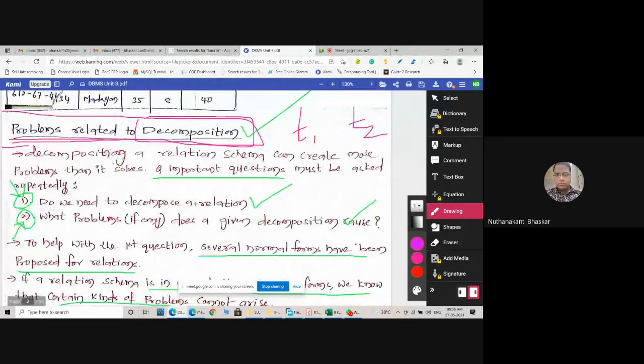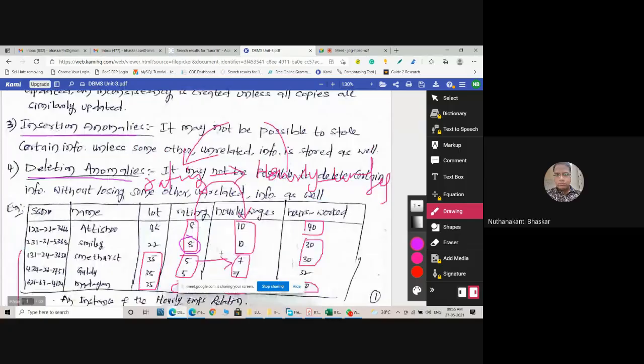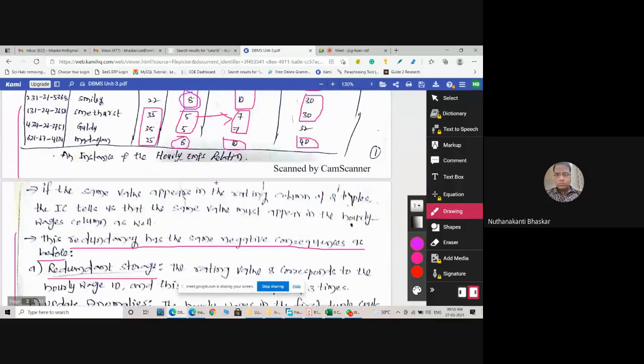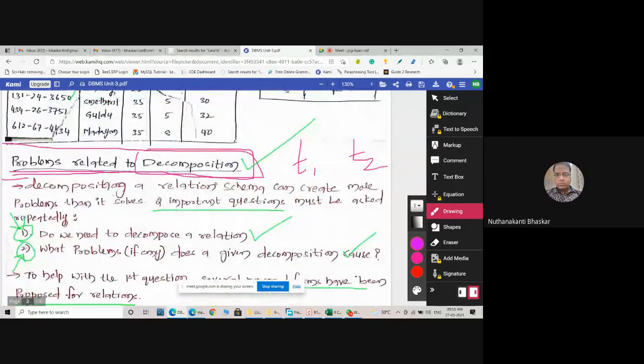So we need to verify the problems related to decomposition. Now, how do we check the problems after the decomposition? Here you need to ask yourself two questions before starting the decomposition of your relation, because you have identified that your relation has redundancy and you have identified the functional dependencies, and then you want to decompose. But before decomposition, we need to ask two questions. If these two questions are resolved from your side, then go for the decomposition.